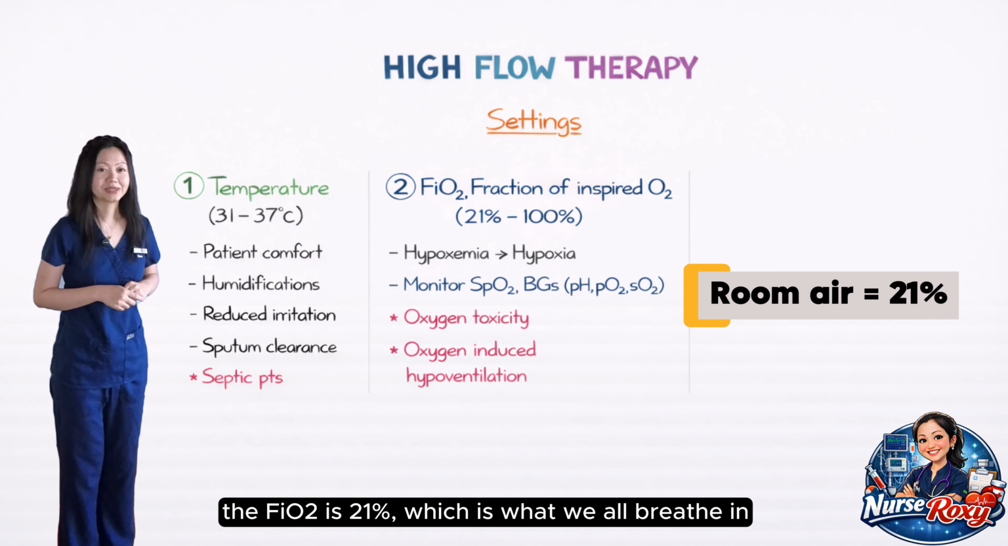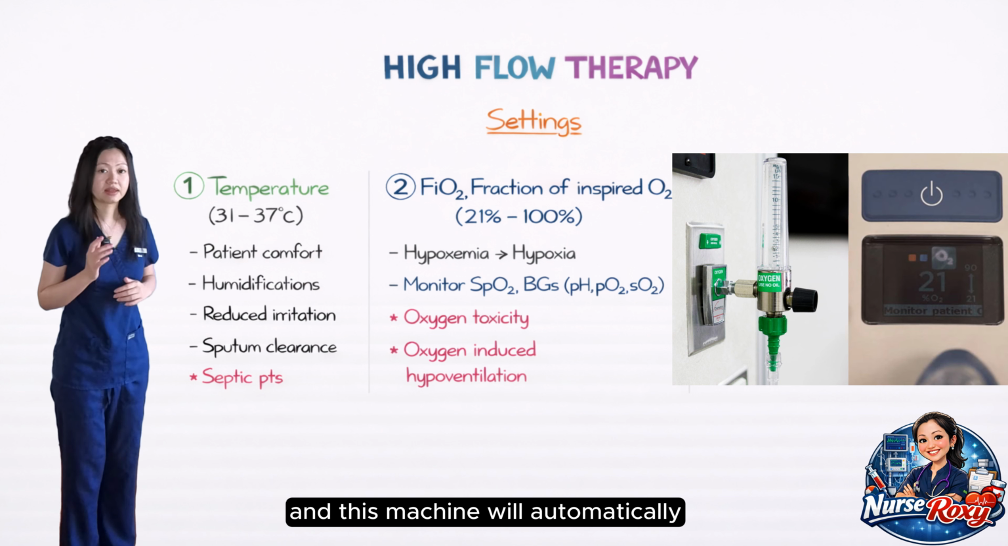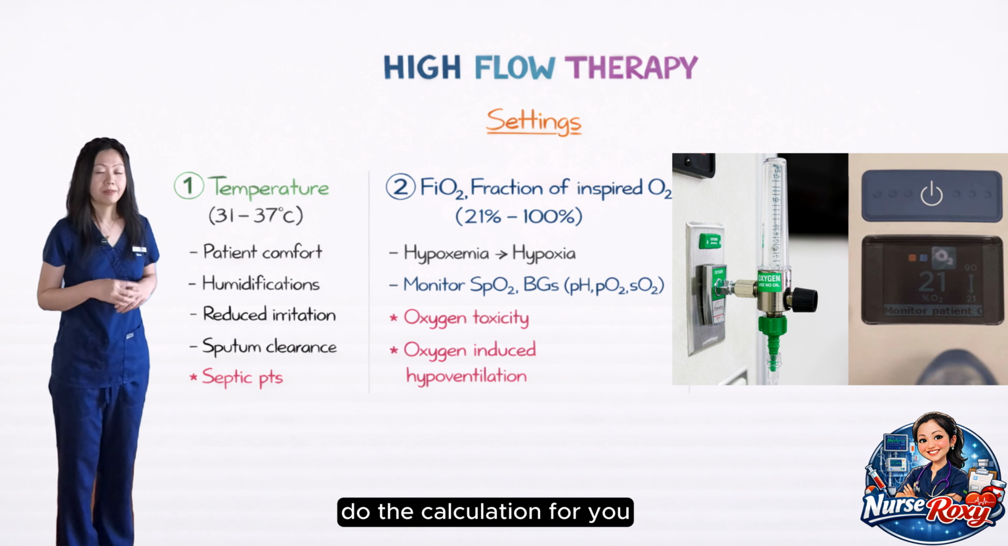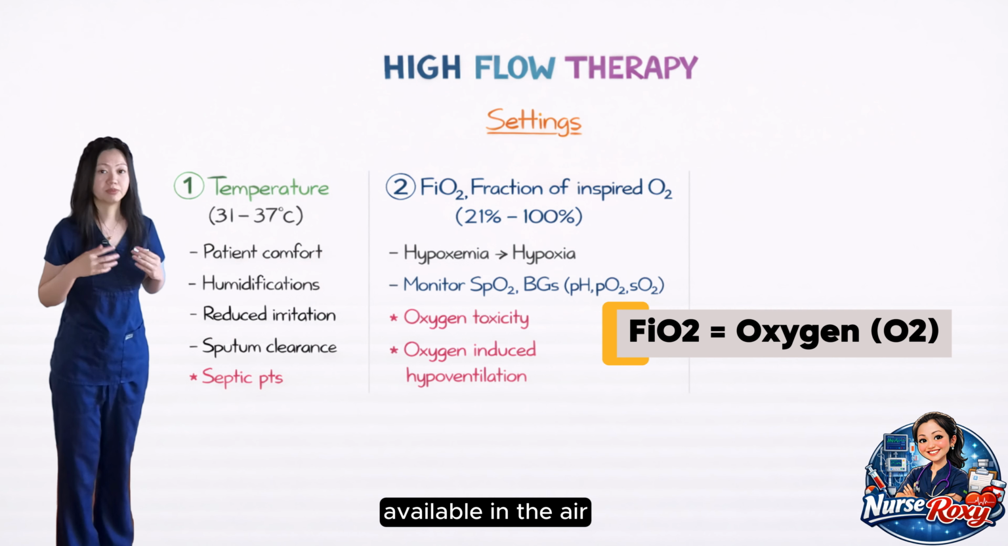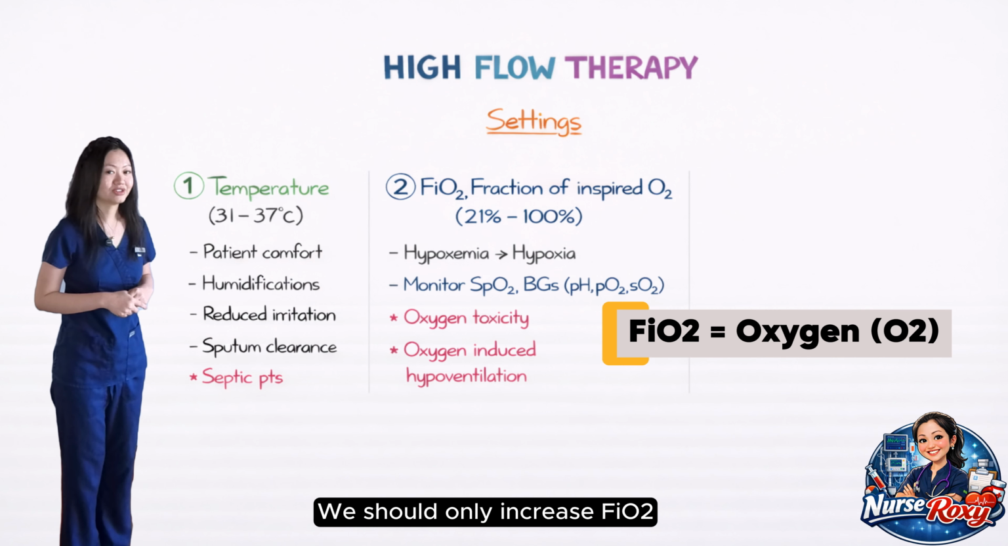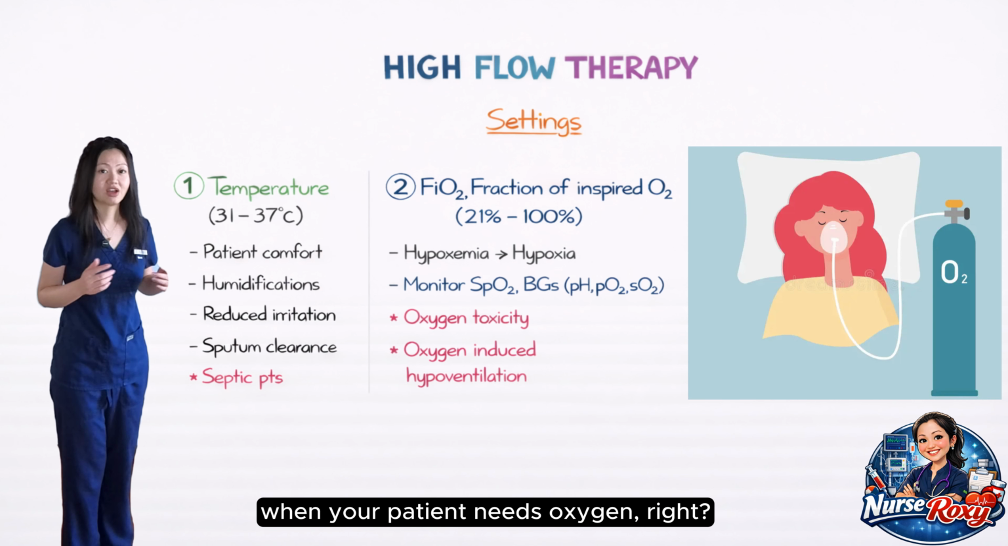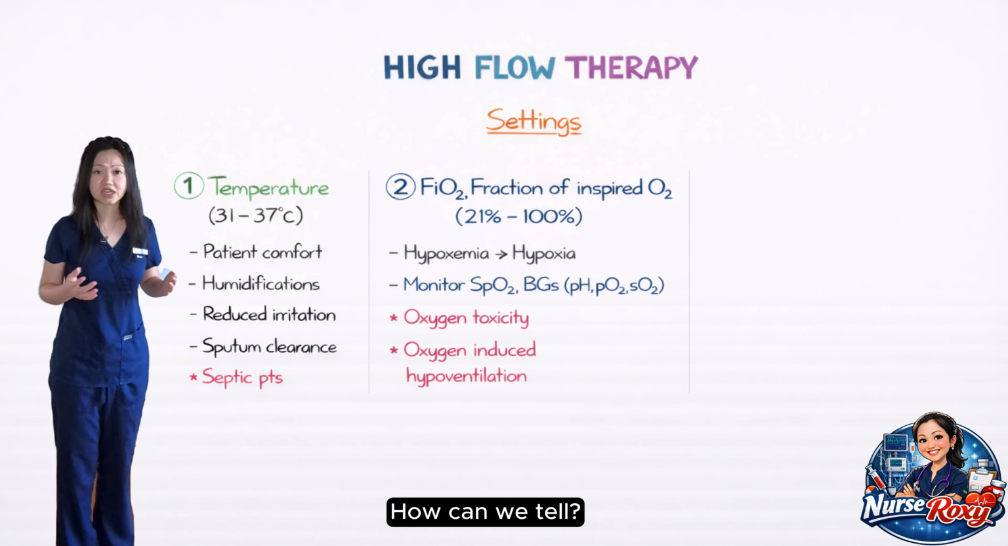If you want to increase FiO2 above the standard of 21%, you can simply dial up the number on the flow meter, and this machine will automatically do the calculation for you by displaying the amount of FiO2 on the screen. You may be wondering, when should we increase FiO2? Well, given that FiO2 reflects the concentration of oxygen available in the air, we should only increase FiO2 when your patient needs oxygen, right? How can we tell?